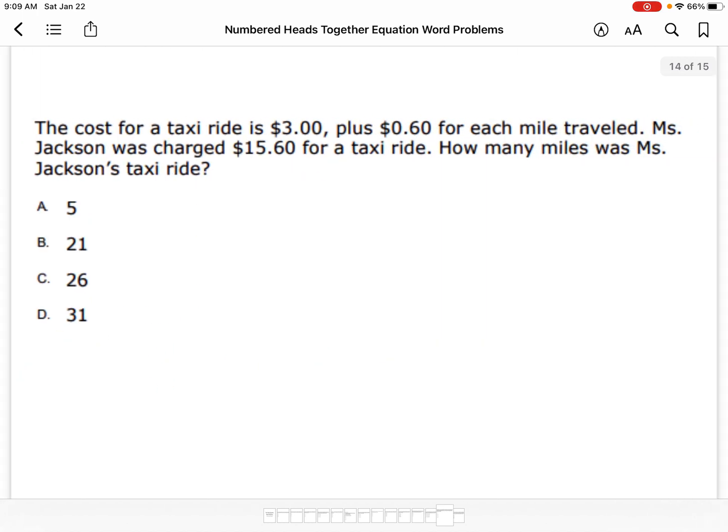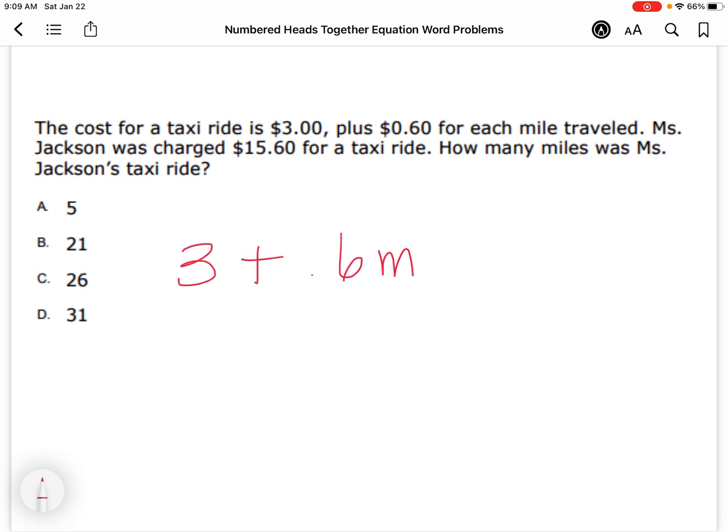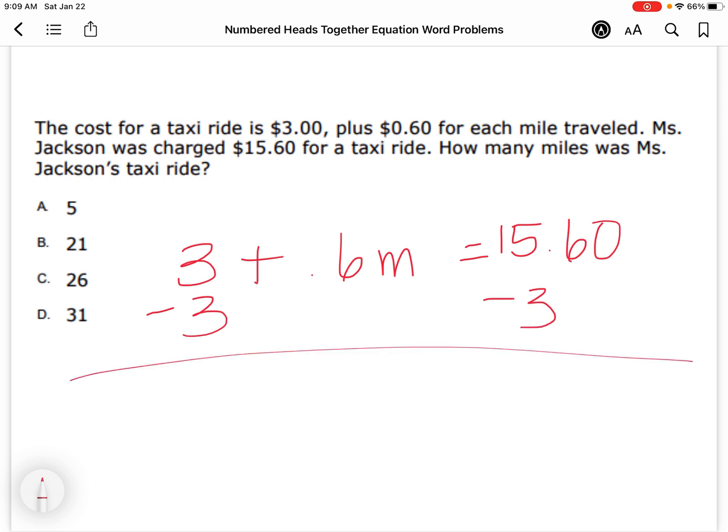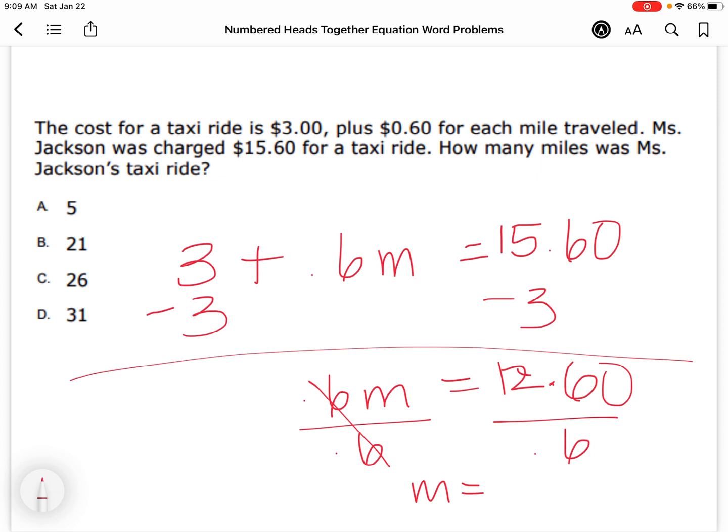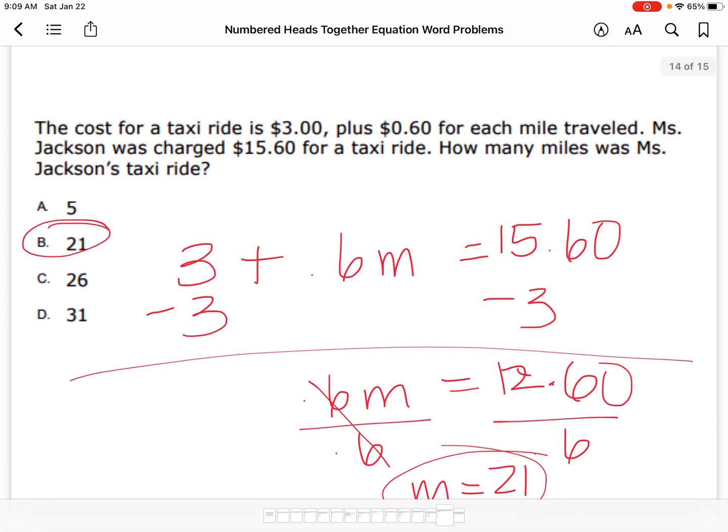A taxi ride costs $3 plus 60 cents per mile. Miss Jackson was charged $15.60. How many miles did she ride? So $3 plus 60 cents per mile equals $15.60. So I'm going to subtract the $3 just for getting in the cab. $12.60 divided by 60 cents. So she went 12.6 divided by 0.6. 21 miles. That wouldn't get you very far in New York.